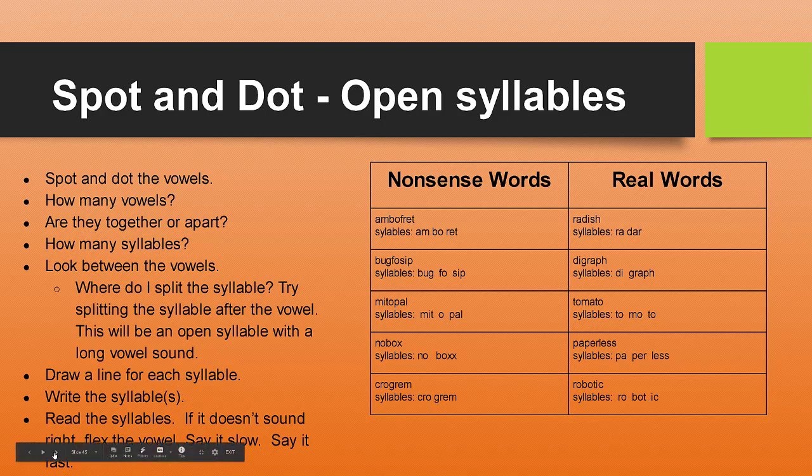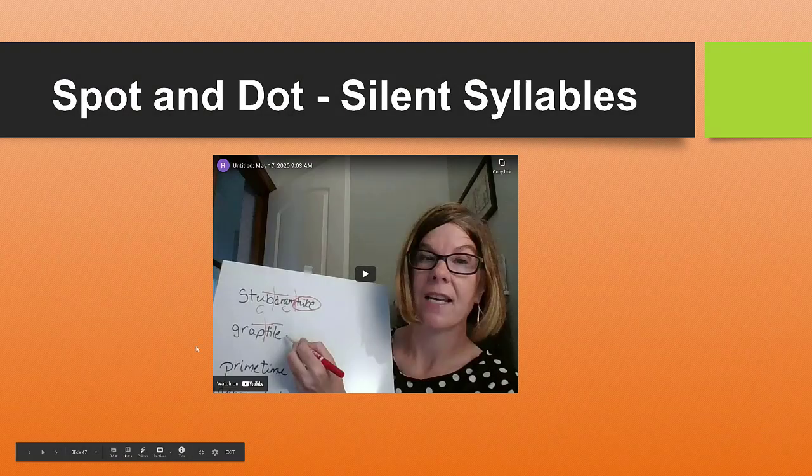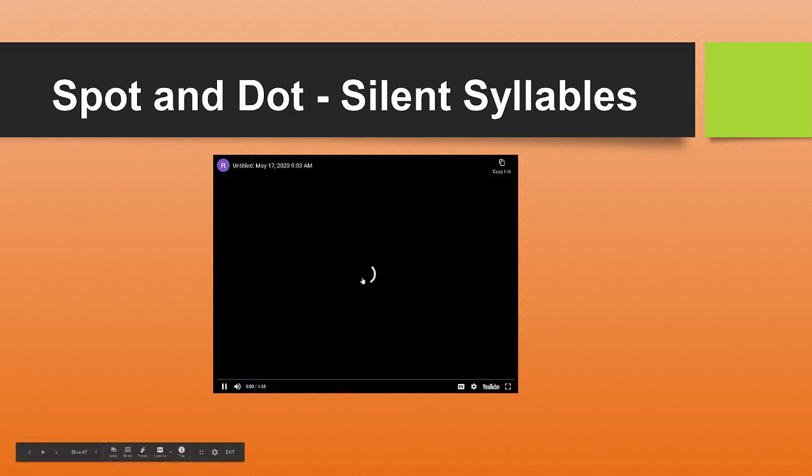So let's look at our next syllable type that we can spot and dot, and that is silent E. The questions that we will always teach students to ask and that we will guide students through are on the left-hand side. On the right-hand box, you will see real and nonsense words that we will be working with, and that again you will see in just a brief moment of how we would divide those. So let's watch dividing silent E syllables in action.